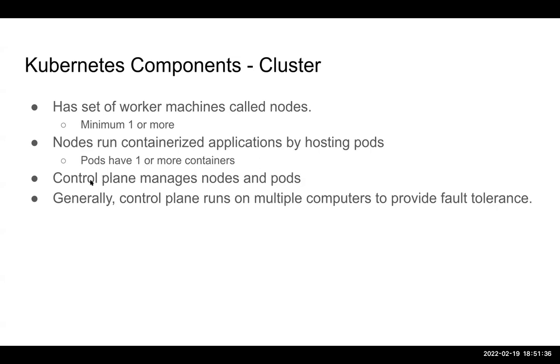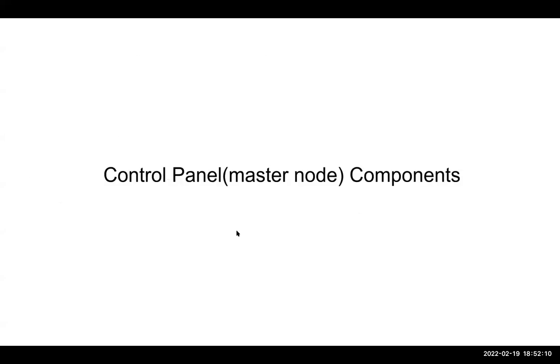Now, what does the control plane do? It's a master node. We discussed the worker nodes; now this is the master node. The control plane, which is the master node, manages nodes and pods. How does it manage them? We'll discuss in coming slides. But generally, the control plane runs on multiple machines to provide fault tolerance. If it's a single master node and it goes down, then your cluster can go down. So for fault tolerance, it generally runs on multiple computers. We'll go into the control plane components in a little more detail.